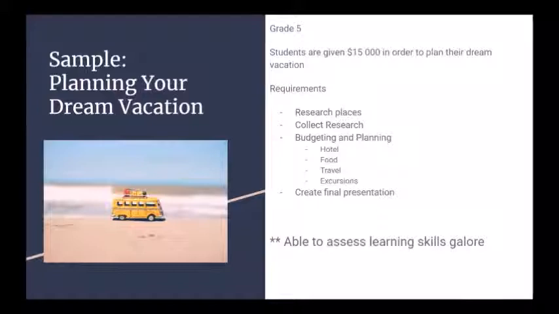So in grade 5, students are given $15,000 in order to plan their dream vacation. So they've got to research places, so there's some language expectations. They've got to collect their research. They've got to budget and plan. You know, how much is your hotel? What's your food going to cost you? Where are you going to go? How much is it going to cost you to get from here to there? What excursions are you going to? And then they've got to create a final presentation. A lot of great access to learning skills here as well.